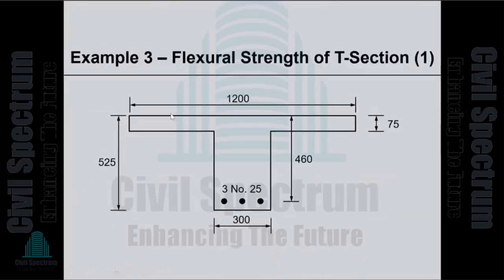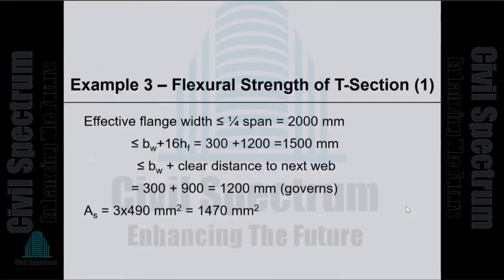Okay. So this is our section that we have to determine. I will show you the calculation, but what is given is 300 millimeters wide, 525 is the total depth, 460 is the effective depth, and three number 25 bars. Also, the slab is 75 millimeters thick. So other than the 1200 millimeters, all the information in this figure comes from the problem statement. 300 millimeters wide beam, 525 total depth, 460 is the effective depth, 75 is the slab thickness or flange thickness, and three number 25 bars.